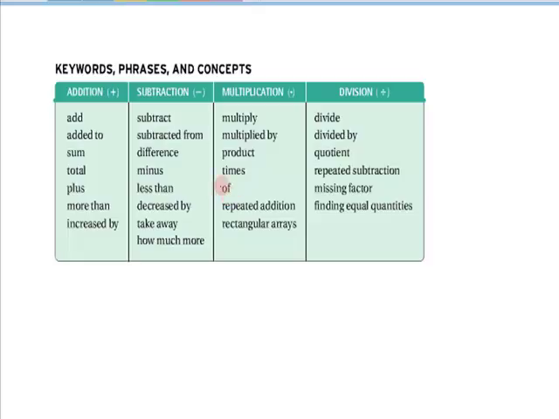Multiplication: multiply, multiplied by, product, times, of. Now, of typically only implies multiplication if you're dealing with fractions, like half of 24. That would mean 1/2 times, but we're not working on fractions yet. Also repeated addition, or a rectangular array. If you have so many rows and so many items in each row, you might need to multiply to find your quantity. Finally, division: divide, divided by, quotient, repeated subtraction, missing factor, or finding equal quantities.